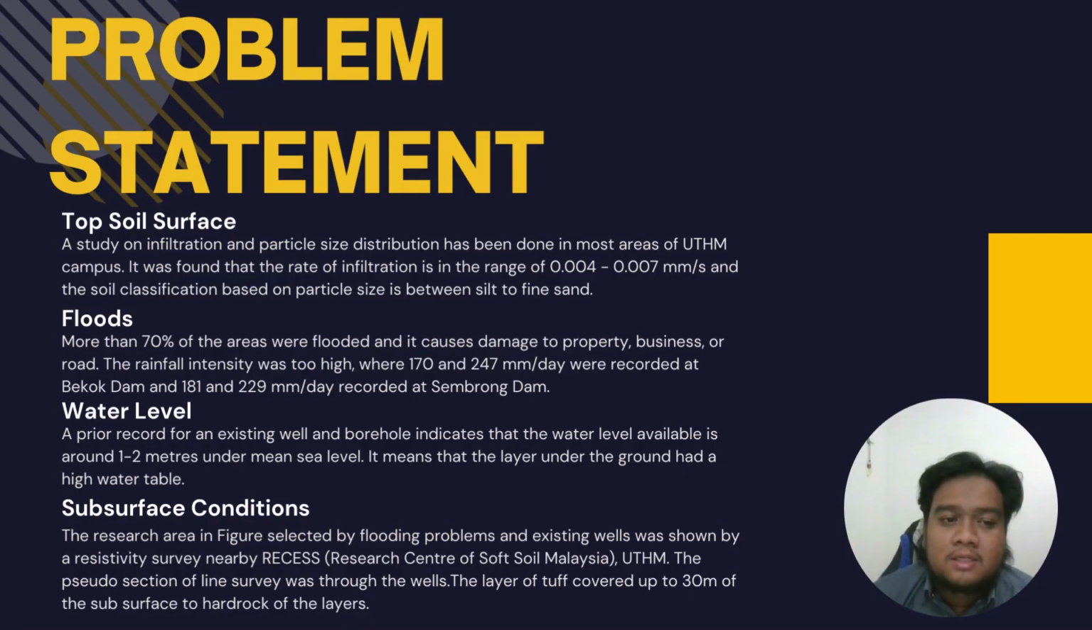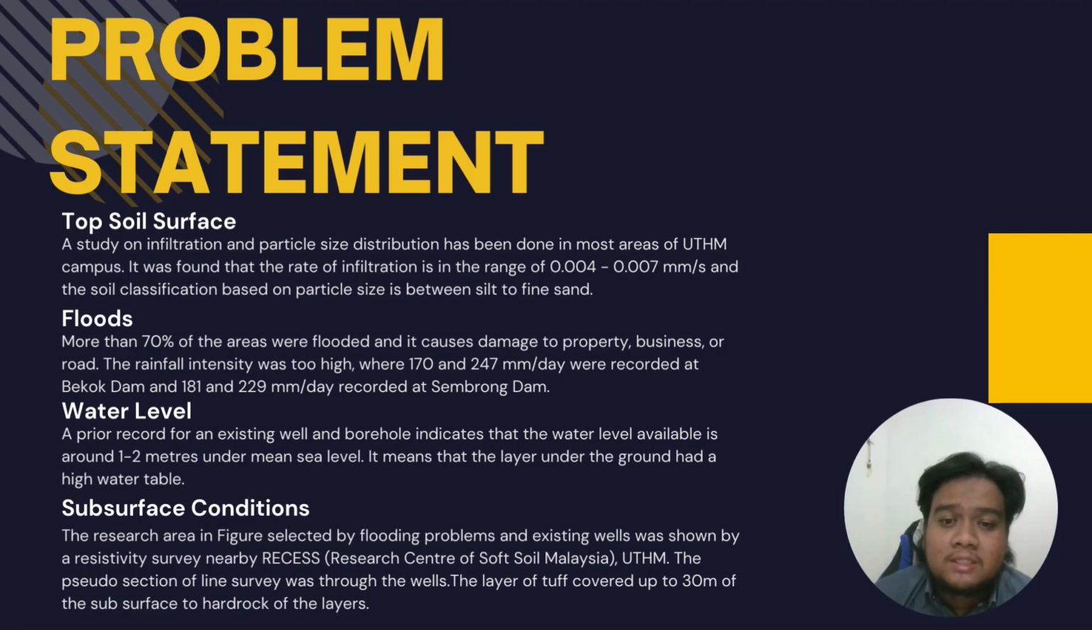We have found four problem statements. First is topsoil surface. A study on infiltration and particle size distribution has been done in most areas in UTHM campus. It was found that the rate of infiltration is in the range of 0.004 to 0.007 millimeters, and the soil classification based on particle size is between silt to fine sand.